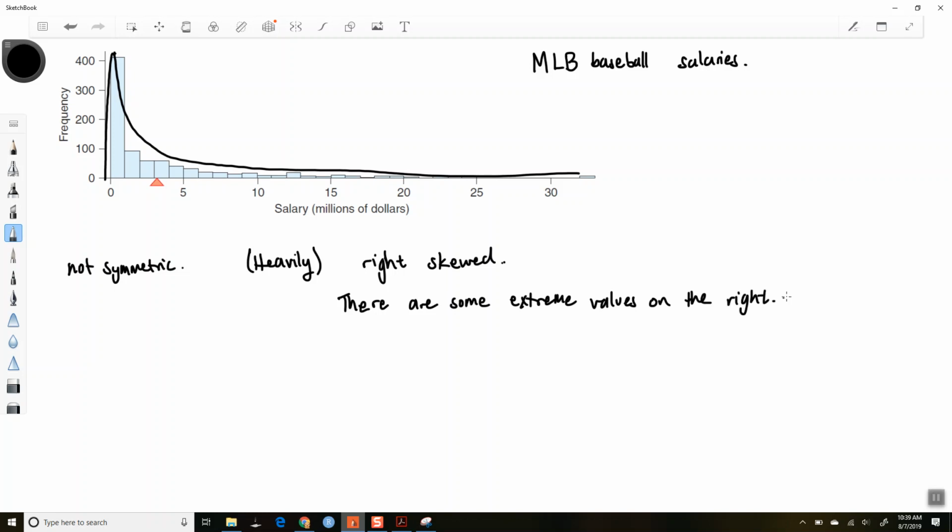Okay, and the right means, as far as the number line, the right means big, right? Bigger, not smaller. So we have some extreme values on the right that are just much, much, much larger than the low end, okay? Extreme values on the right, none or very few extreme values on the left. Okay, so that would be right skewed.